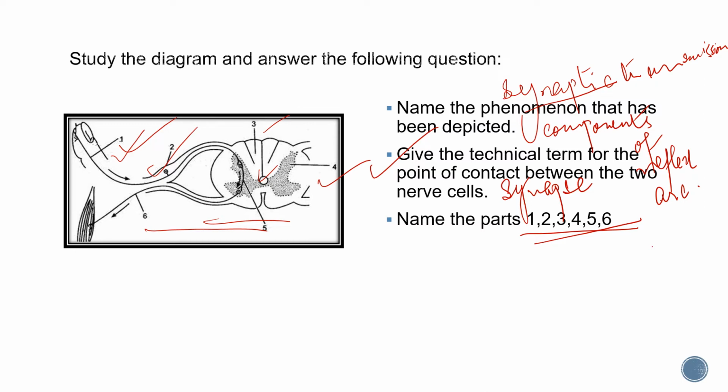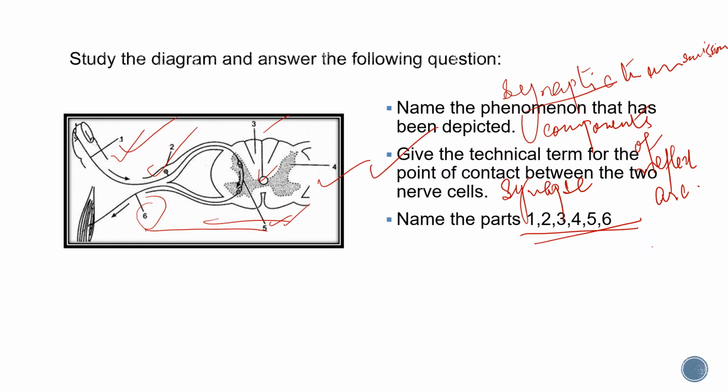So this one I have already told, this is the association neuron, and this will be the ventral root. This will be the dorsal root and this will be the ventral root. So through this ventral root, this sixth one, what is it? It is the motor neuron. So this one is the sensory neuron.